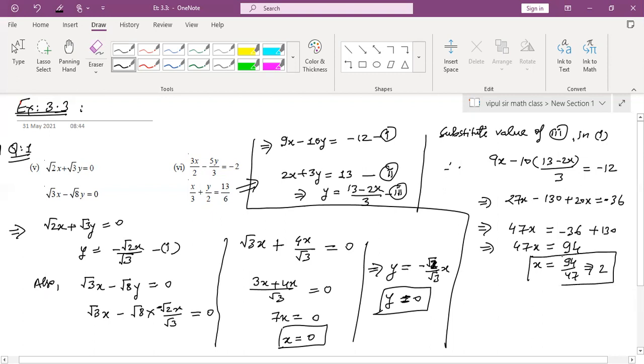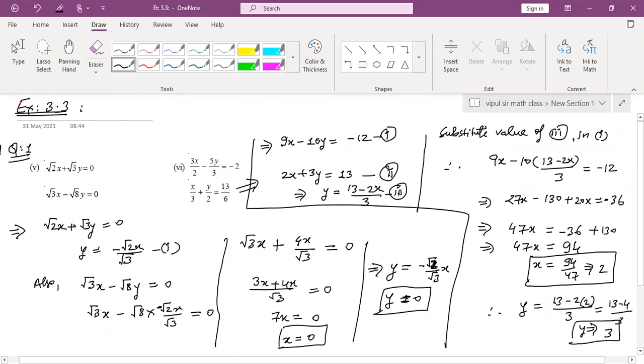Now we got the value of x. Therefore, we have the value of y also. Y is nothing but 13 minus 2 into x. X is how much? 2 upon 3. It will be 13 minus 4 upon 3. 13 minus 4 is how much? 9. 9 upon 3. 3 threes are 9. Therefore, y is equal to 3.